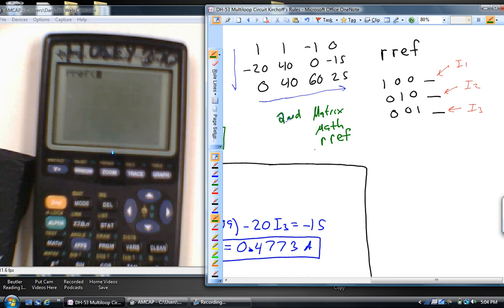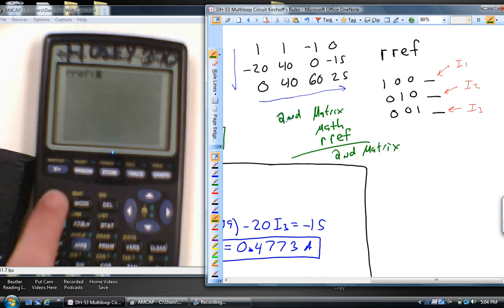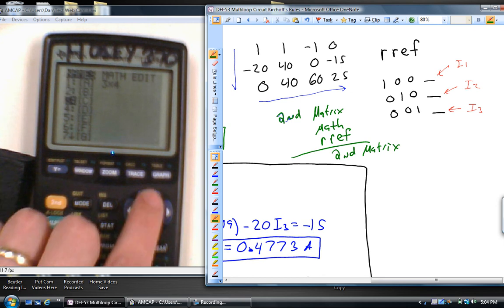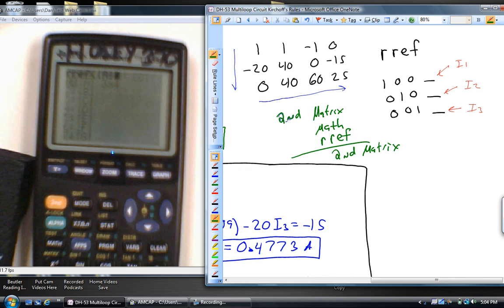Now to put the matrix in, you have to do it again in the sense of second matrix, and you're just going to scroll down to the matrix you want. In this case, it's matrix A. And you hit enter, and this is when the magic happens.